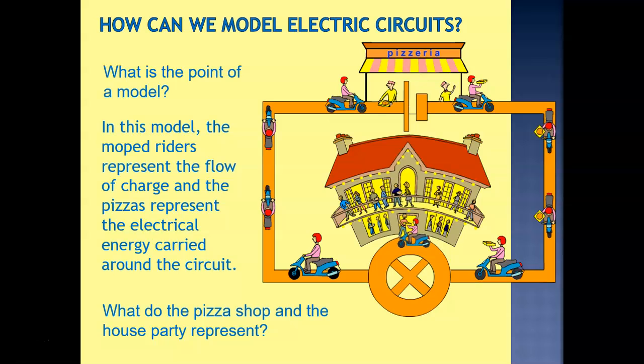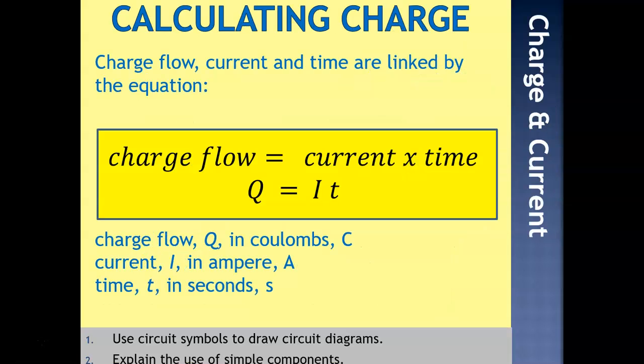So you can see on the right hand side of the circuit, all the moped drivers have pizzas, they have energy to pass on. On the left hand side, all the moped drivers have no pizzas, they have no energy to pass on. When they pass through the pizzeria or the cell, they pick up pizzas or energy again. So if we change the moped drivers for electrons, the pizzas for electrical charge, and the house party for a bulb, we can see how an electric circuit works.